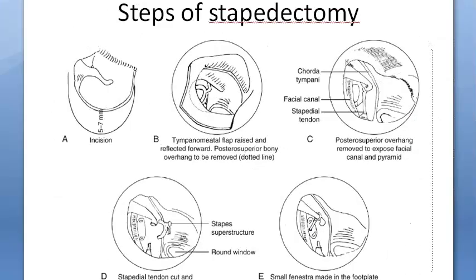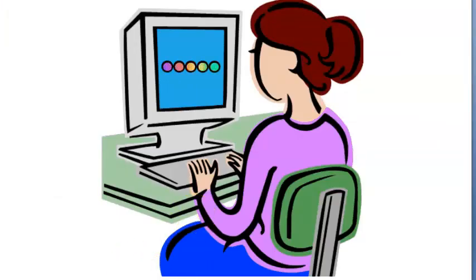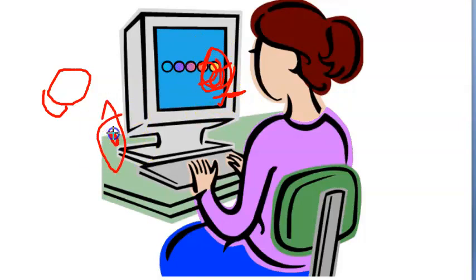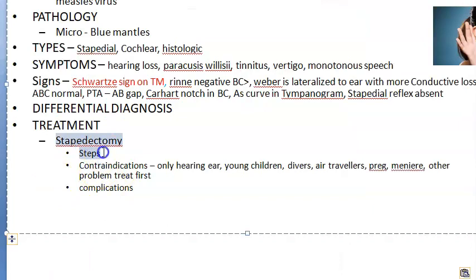Did it make sense? The steps of stapedectomy, can you say now? What will you do? Tympanomeatal flap you will raise, then you will look into this area which has this stapes and all that. You will cut the stapes tendon, and then you will remove this stapes superstructure. In that footplate you will make a fenestra, then you will put this piston in such a way that it is attached to the incus. Great. So we are done with the steps of stapedectomy.